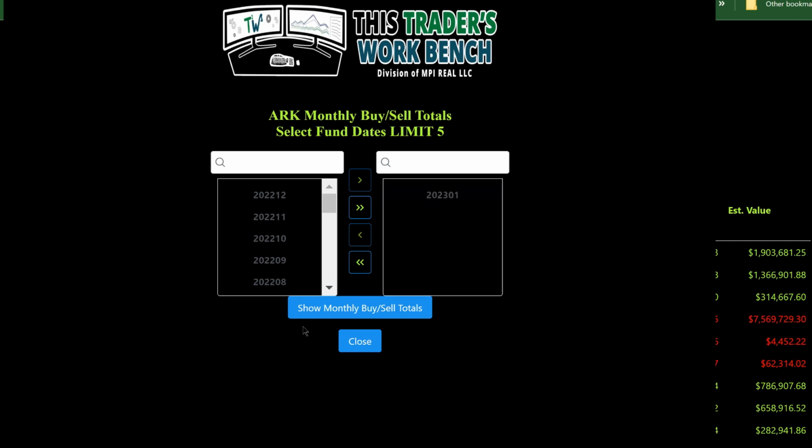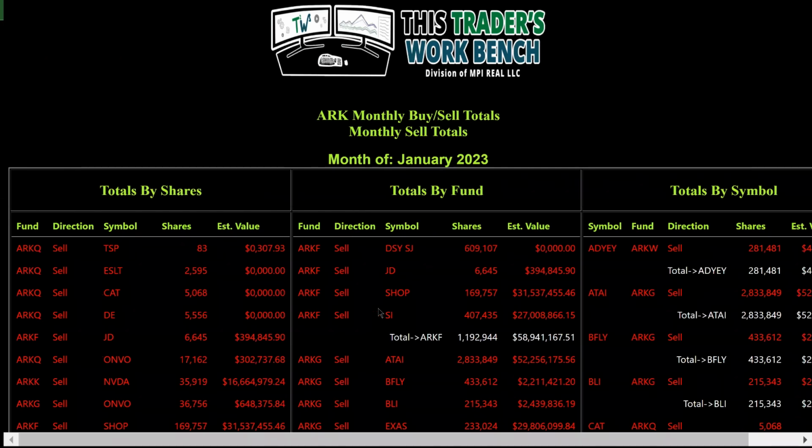Down here, there's a button that says Show the monthly buy-sell totals. Let's go ahead and select that. And again, as I mentioned, it's going to bring up 2 pop-ups. One is going to be red, which is associated with all of the sell transactions that occurred in the month in question. If I slide this pop-up down, you'll see there's another one right behind it. For the same month, all of the total shares that are transacted as a buy for that given month.